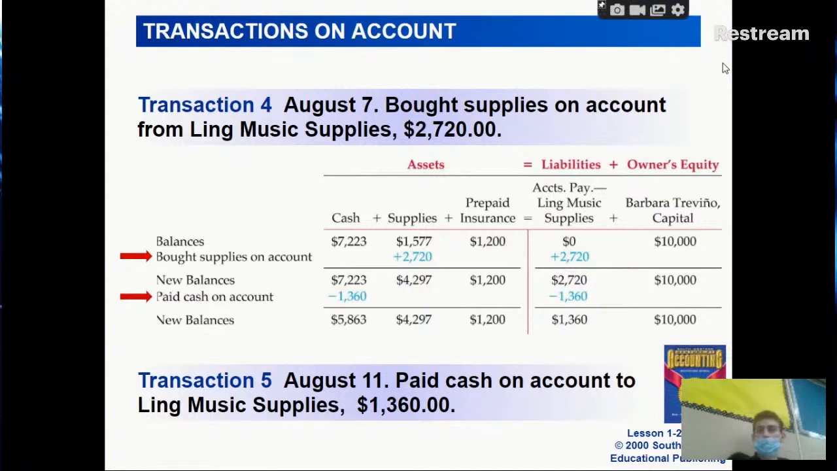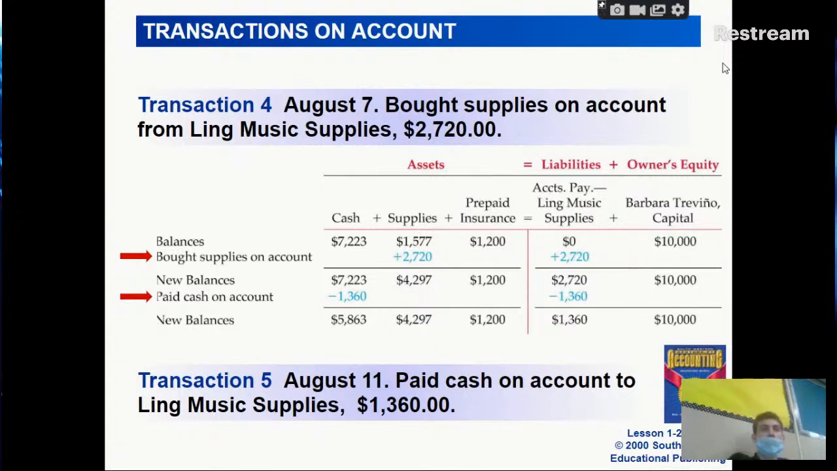Okay, so on the 11th, 4 days later, we paid cash on account to Ling. So we owe them 27.20. We're going to pay them half of what we owe them. So I'm going to subtract from cash, right? The 13.60, which leaves me 58.63.